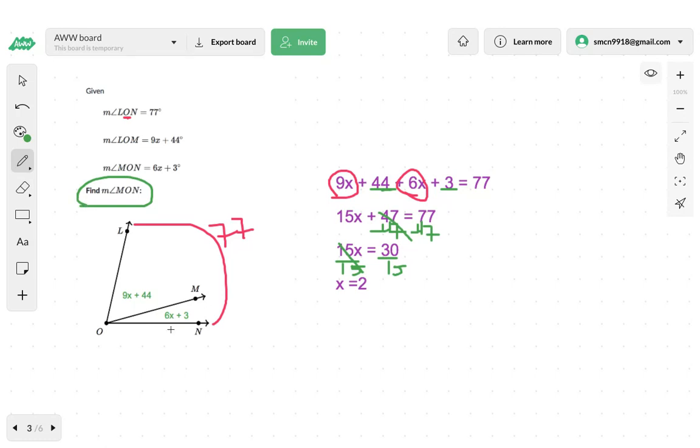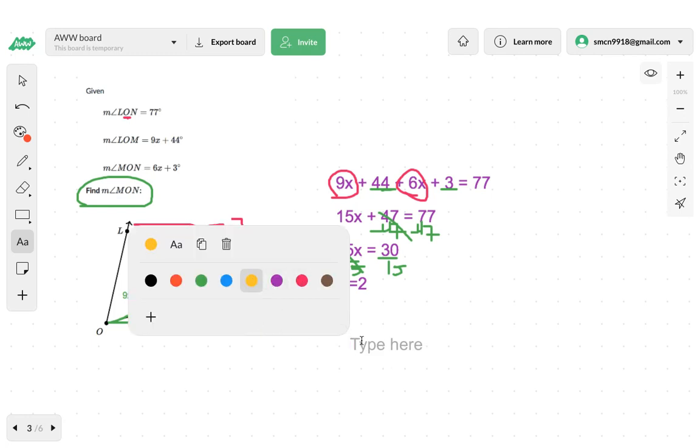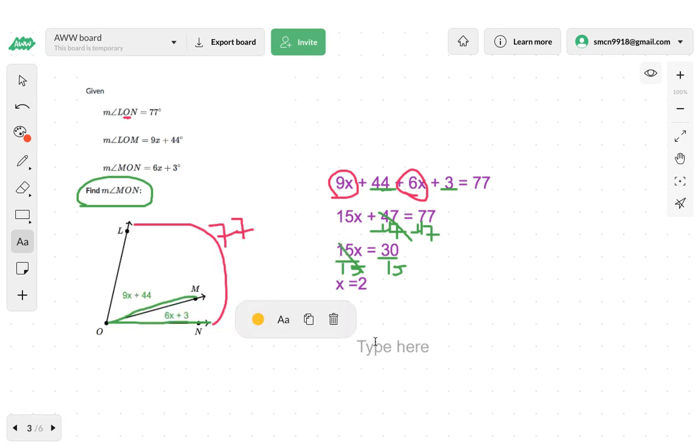They're looking for the measure of MON, which we know to be 6x plus 3. So if we know the value of x, then we can plug it in to find the angle measure. I'm going to do that here. Let's do it in one other color. If we know the value of MON is 6x plus 3, I'm going to do 6 times the value of x, which is 2, and then I'm going to add 3. And your final answer should be 15. So this measure of the angle should be 15.